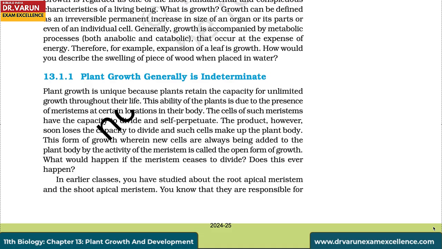Plant growth generally is indeterminate. Plant growth is unique because plants retain the capacity for unlimited growth throughout their life. This ability of the plants is due to the presence of meristems at certain locations in their body. The cells of such meristems have the capacity to divide and self-perpetuate. The product, however, soon loses the capacity to divide and such cells make up the plant body. This form of growth, wherein new cells are always being added to the plant body by the activity of the meristem, is called the open form of growth.